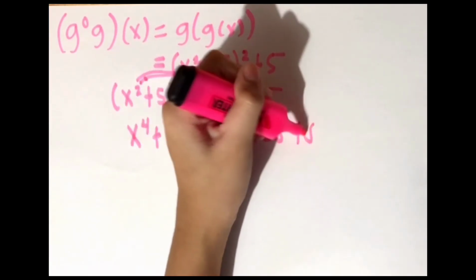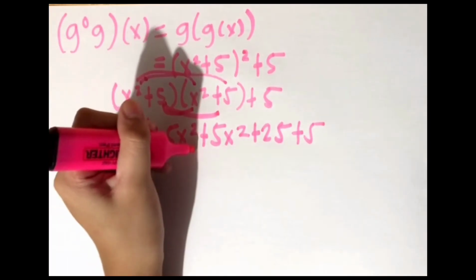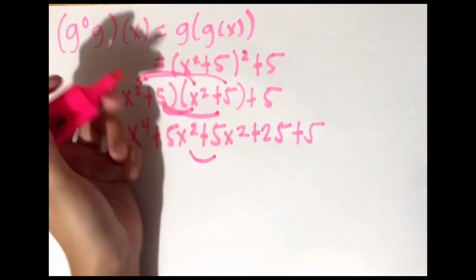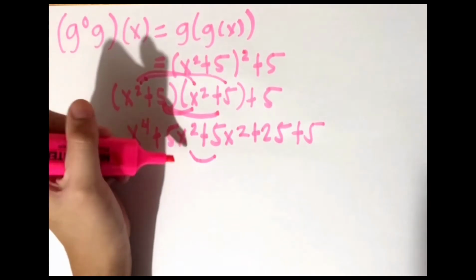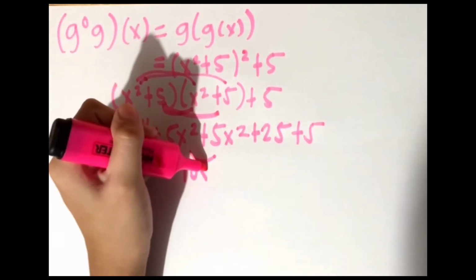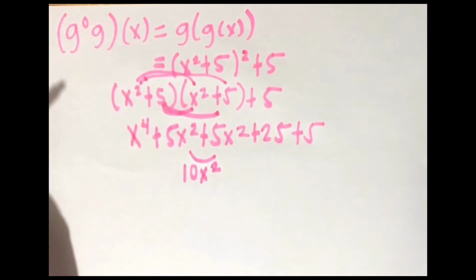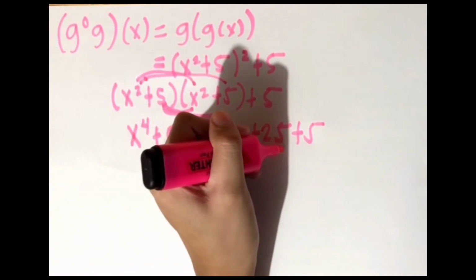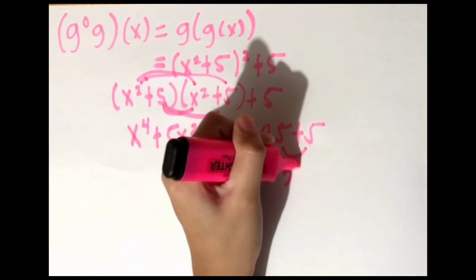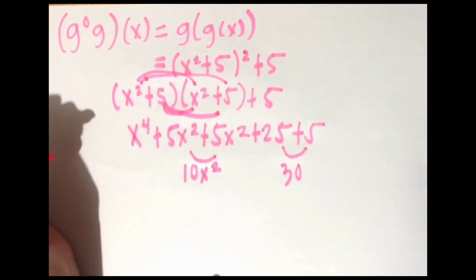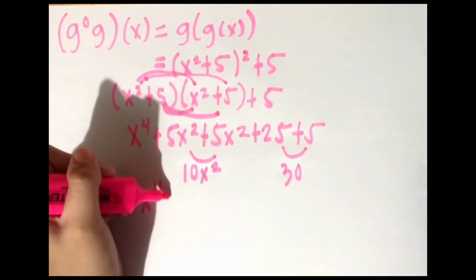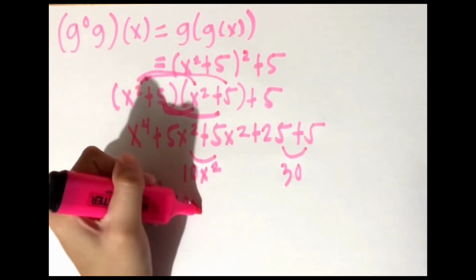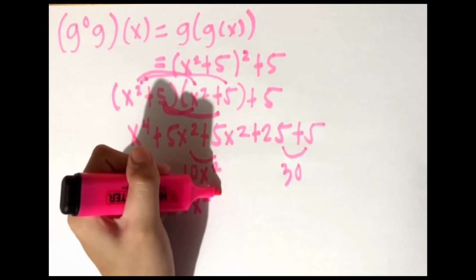Plus 5. Combine like terms. 5x squared plus 5x squared is equal to 10x squared. 25 plus 5 is equal to 30. So our answer for letter D is x to the fourth power plus 10x squared plus 30.